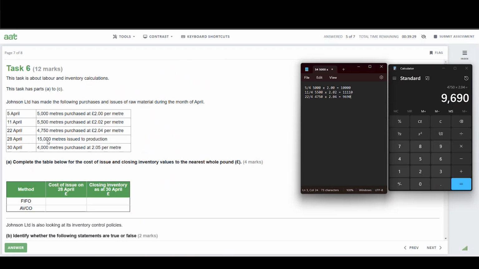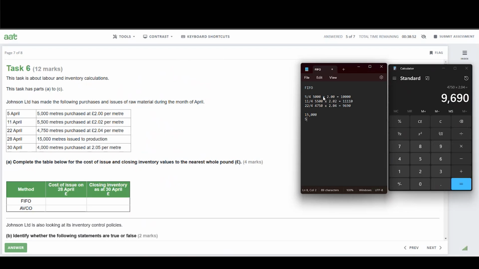So we need to decide how those 15,000 metres are going to be valued. So we're valuing the cost of our issue. Okay, sorry, I should have said that we're doing notes here for FIFO. So label your calculations. So we're issuing 15,000 metres. Now that is going to be made up using the oldest items first. First in, first out. So we're going to be issuing these oldest items first.